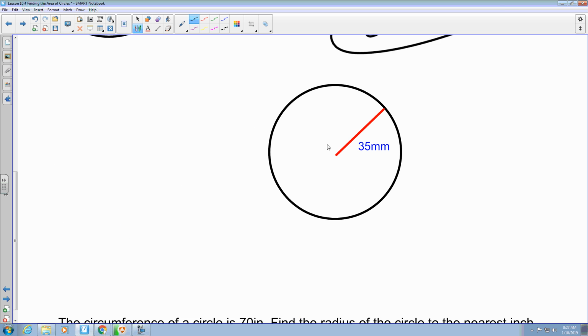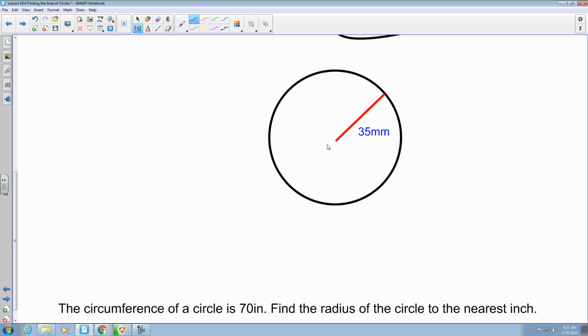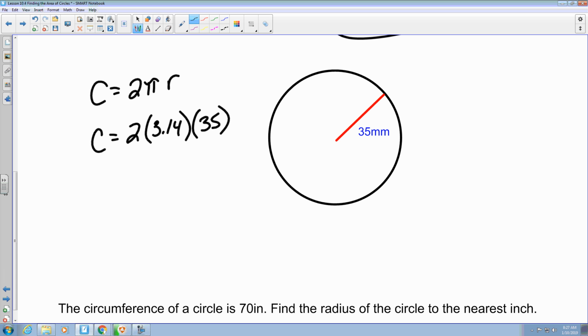We look over here, we have a circle with a radius of 35 millimeters. Since we are given the radius, we are going to use the formula C equals 2 pi r. So now I got C equals 2 times 3.14 because that's going to represent pi, and the radius is 35. We have all multiplication here, so 2 times 3.14 times 35 is going to give me a circumference of 219.8, and it was in millimeters.